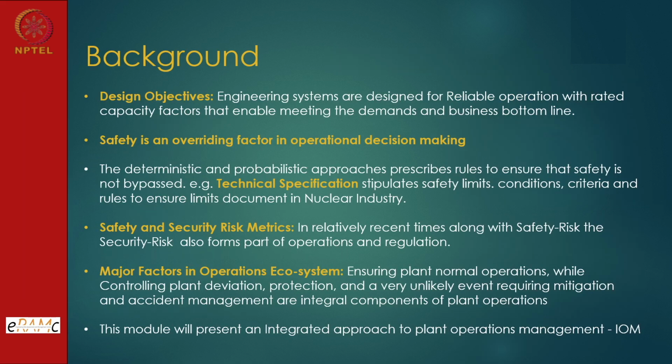Now, we see that a plant should operate reliably, and it should meet its deliverable. If it is an electrical station, then it should deliver the power supply uninterrupted to the extent possible. Okay, but that doesn't mean that whatever comes, we don't shut down the plant for any reason. Safety is an overriding factor.